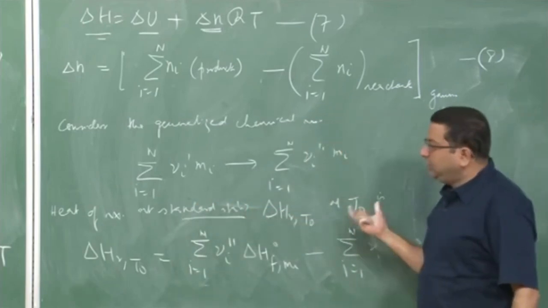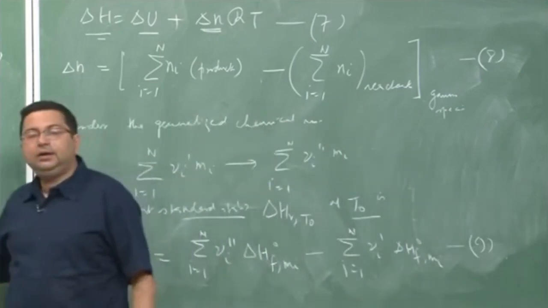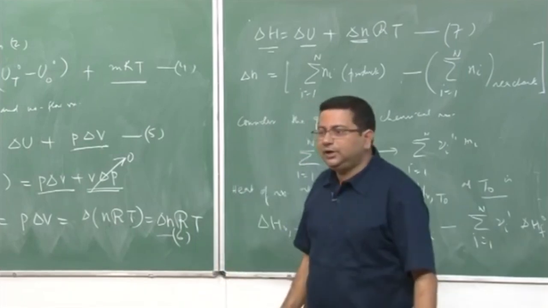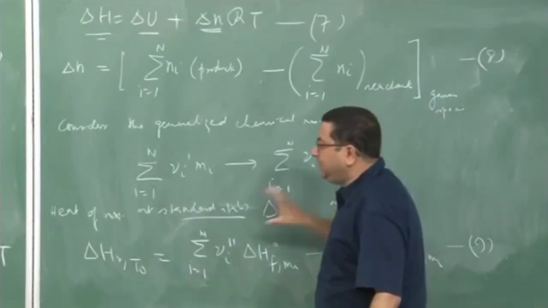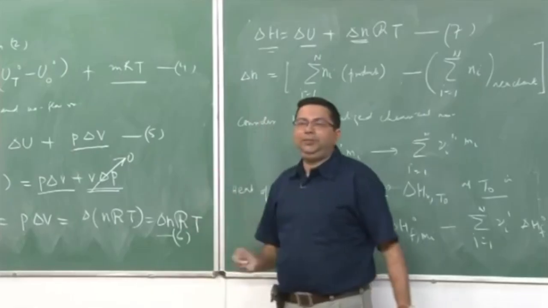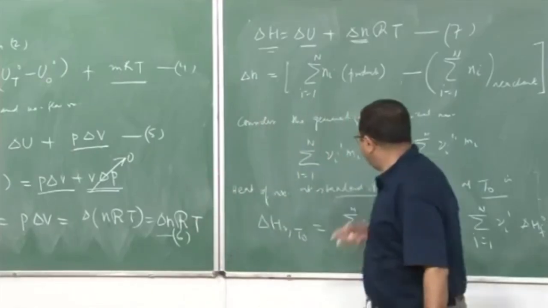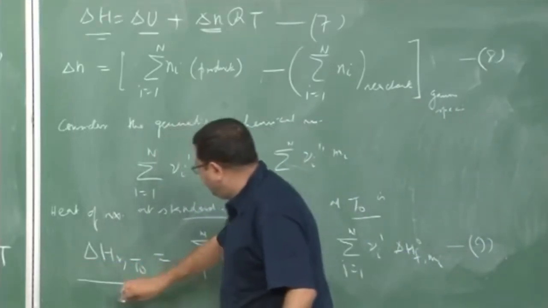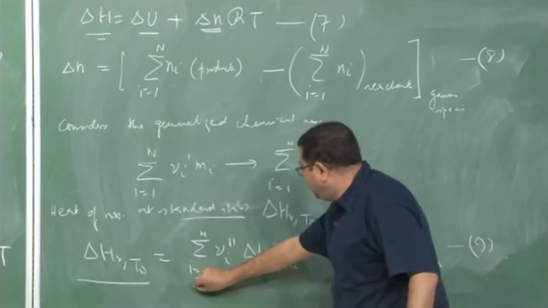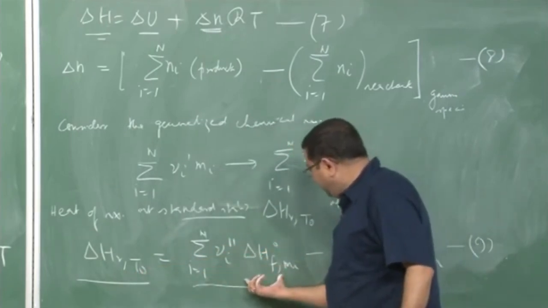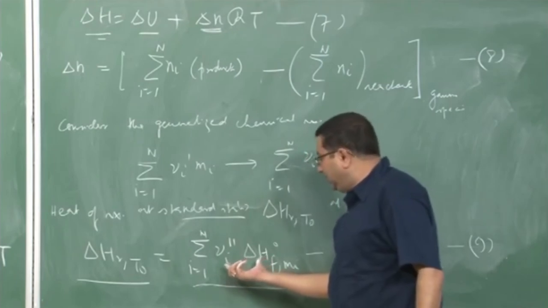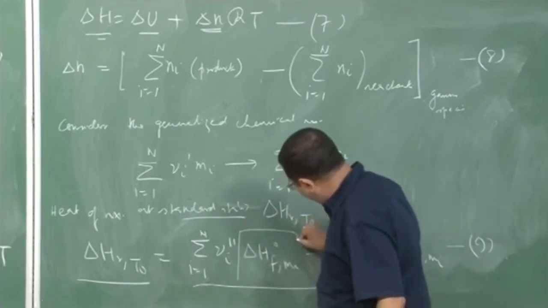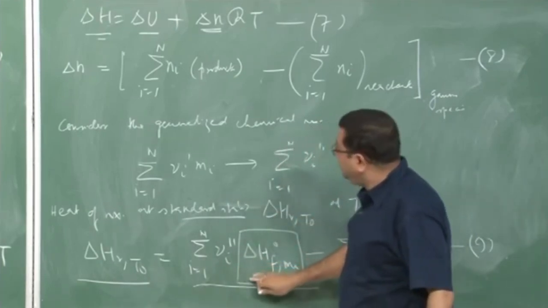Now, initially we had been considering the reaction at constant pressure. If this pressure happens to be the standard pressure, and the temperature at which we are working also happens to be the standard temperature, so if the reaction takes place at standard temperature and pressure, then the total heat of reaction at that standard temperature and pressure is equal to the heat of formation for the products minus the heat of formation for the reactants. Why? Because the heat of formation now in this case becomes equal to the heat of reaction.